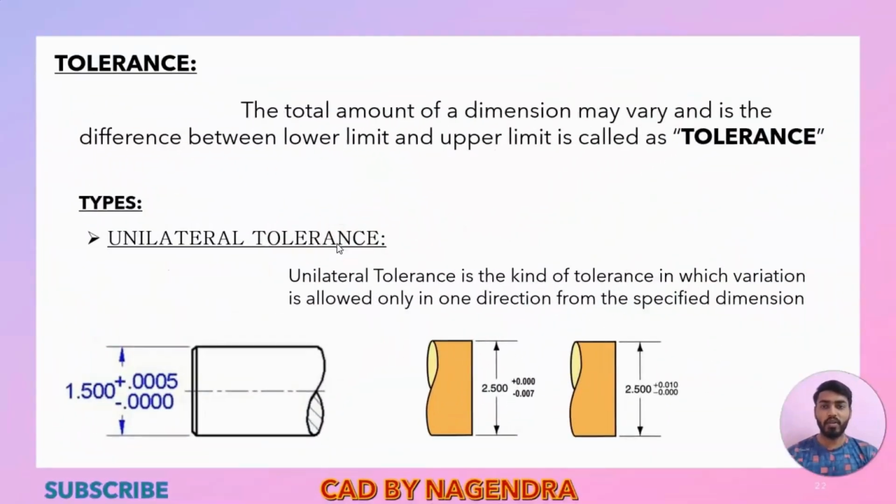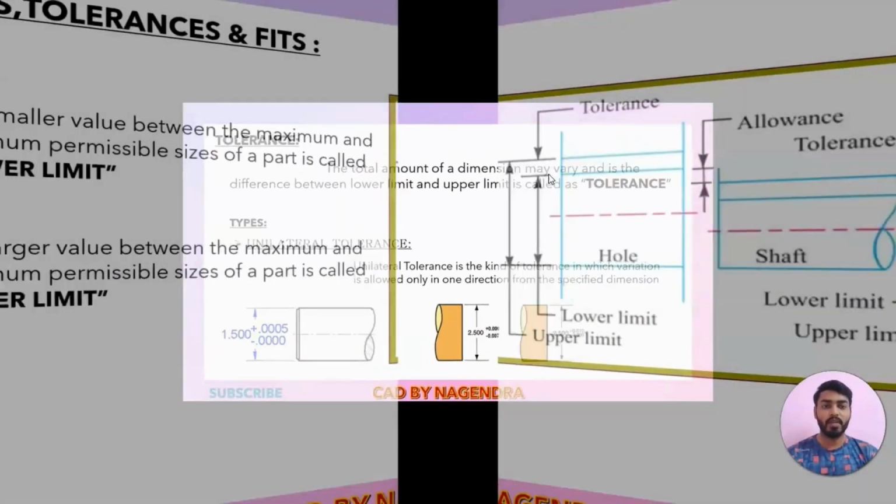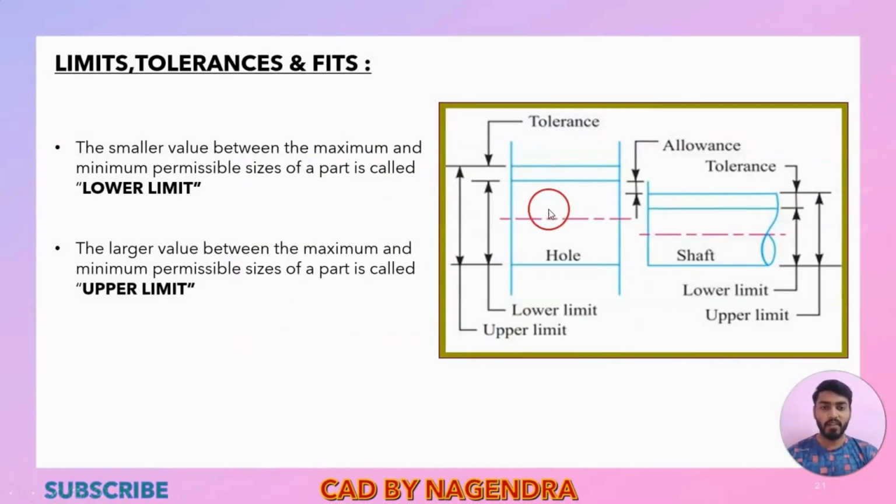Then next we'll go with tolerance. What is meant by tolerance: the total amount by which a dimension may vary, and it is the difference between the lower limit and upper limit. So tolerance is nothing but the difference between the lower limit and the upper limit. This dimensional difference we call tolerance.